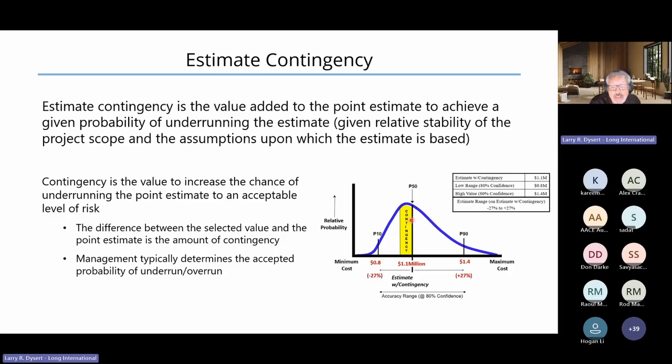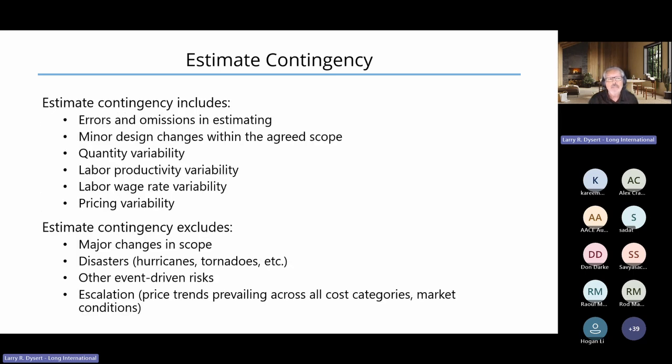Now we should understand, what does this amount we're defining for a contingency actually cover? It basically covers any errors and omissions in our estimating process. It covers minor design changes within our agreed upon scope, but not any major change to scope. And it covers the inherent variability around our quantities, our labor productivity, our labor hours, our labor wage rates, and any other pricing variability.